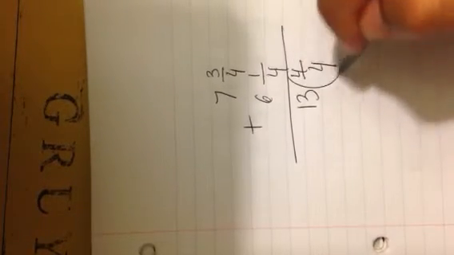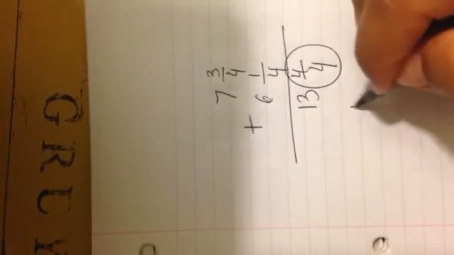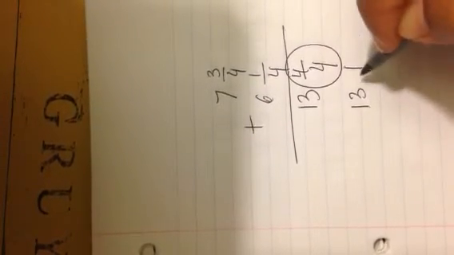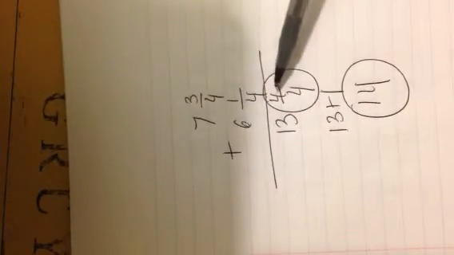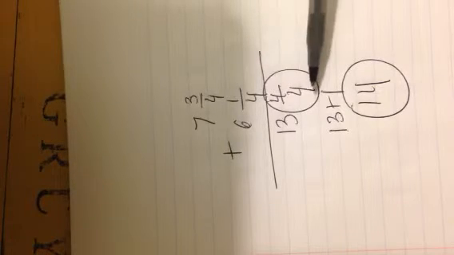3/4, 1/4, they have the same denominator. I love when that happens. 3 and 1 is 4, and oh my god, 13 and 4 over 4. Now, it's not an improper fraction, but you can actually simplify this. 4 over 4 is 1, so I have 13 and 1. And what is 13 plus 1? 14.